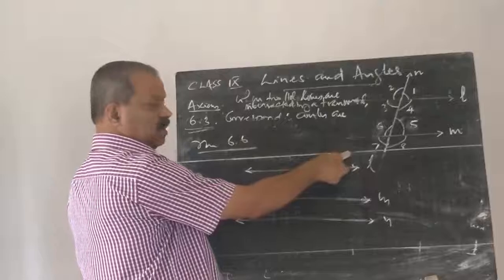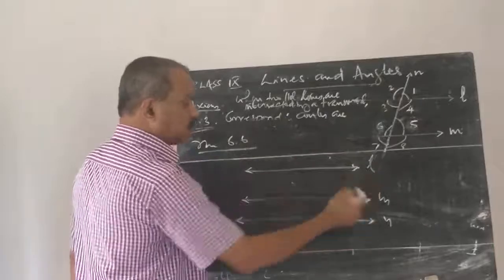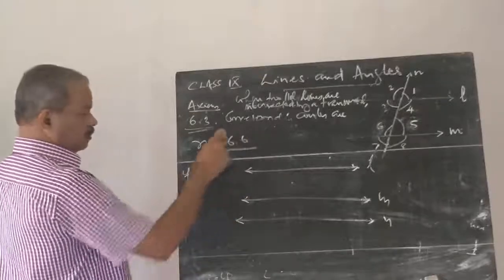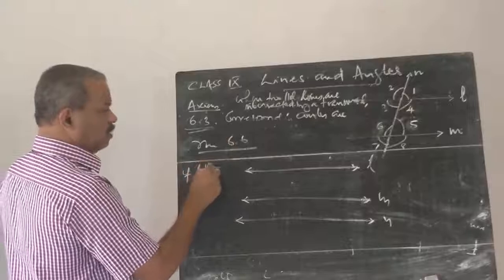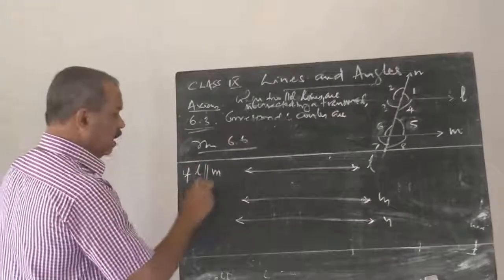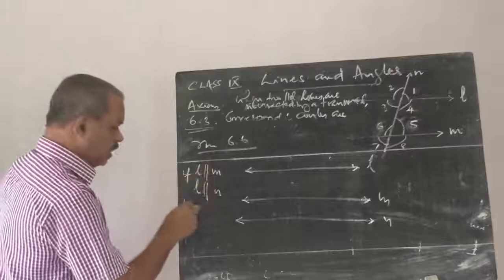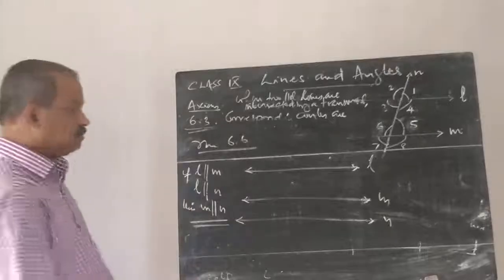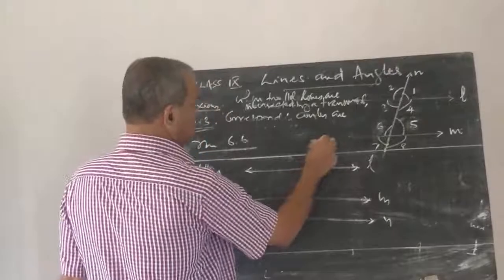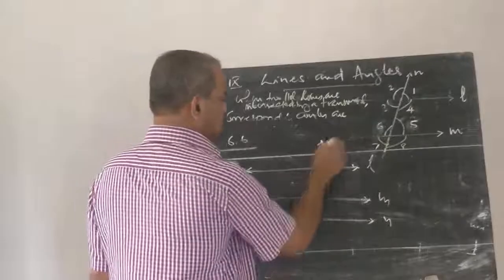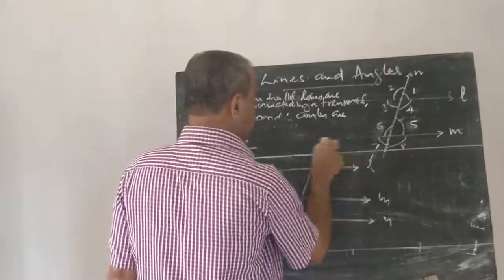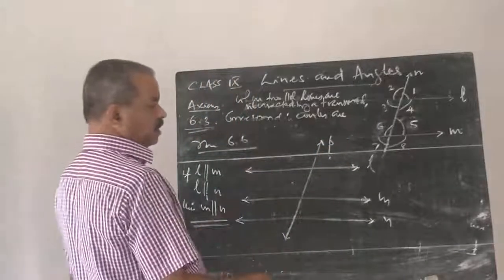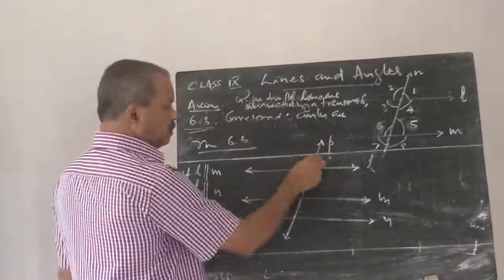If N is parallel to L and M is parallel to L, then M is parallel to N. Theorem 6.6: if L is parallel to M, and L is parallel to N, then M is parallel to N. How can we show this result? See, consider a transversal, line P, intersecting the lines L, M, N. If two lines are intersected by a transversal, what are the properties of the angles formed?